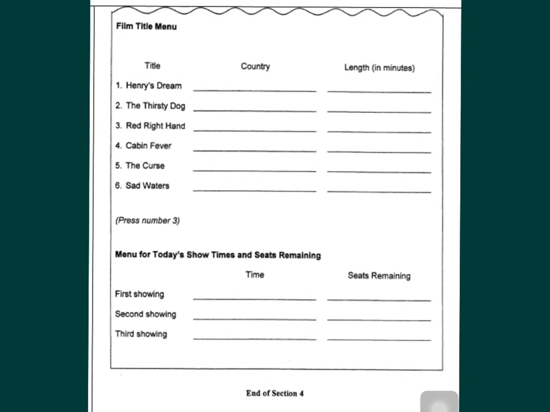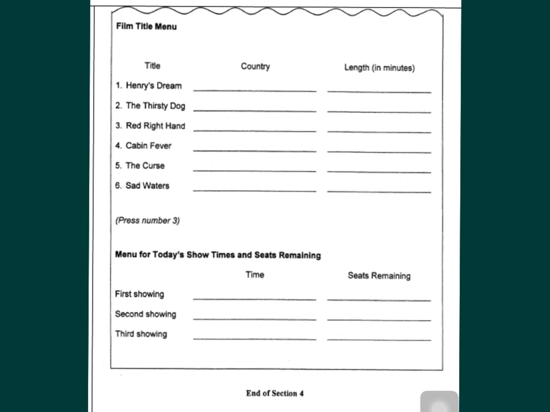Press 4 for showtimes. The film title is The Curse. The country it's from is Thailand. The length of the film is 108 minutes. Press 5 for showtimes. The film title is Sad Waters. The country it's from is India. The length of the film is 130 minutes. Press 6 for showtimes. Which one now?